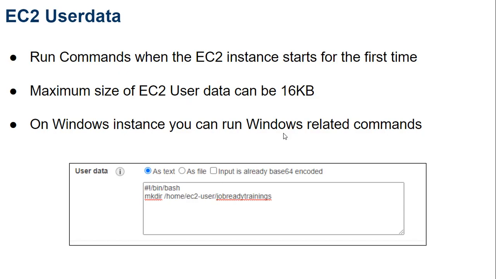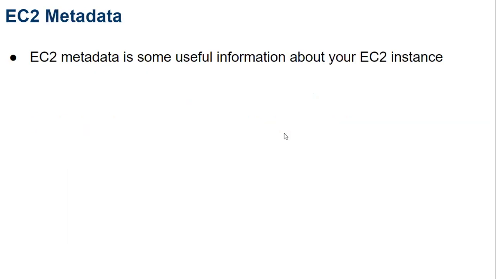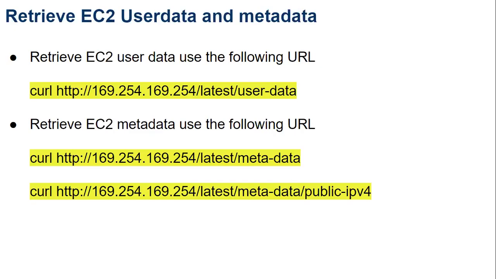So let's see what is EC2 metadata. EC2 metadata is some useful information about your EC2 instance. That means whenever you launch your EC2 instance, it gets its public IP address, it gets its private IP address. So that is the metadata about your EC2 instance. Let's see, when you launch the instance, how to retrieve your user data and how to retrieve your metadata.